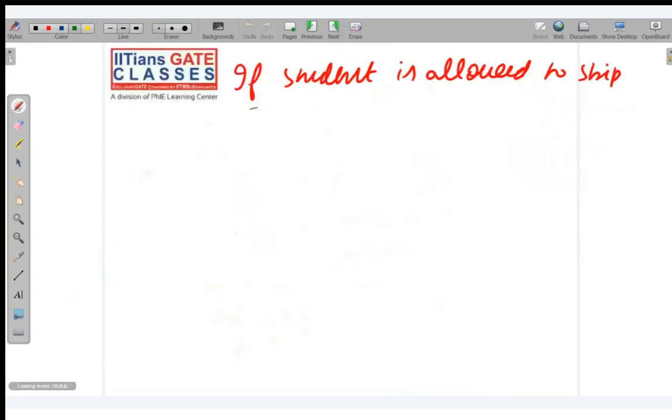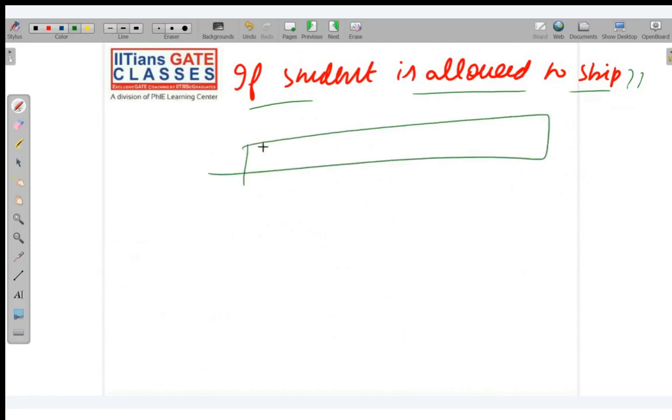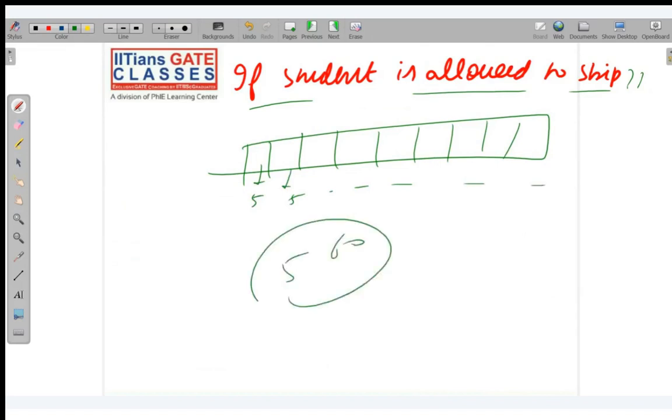So if a student is allowed to skip any answer, what will be the outcome? Everywhere we will be having 4 choices, and one more choice will come, that is, you can skip it. So 5 choices everywhere. So 5 power 60 is the answer.